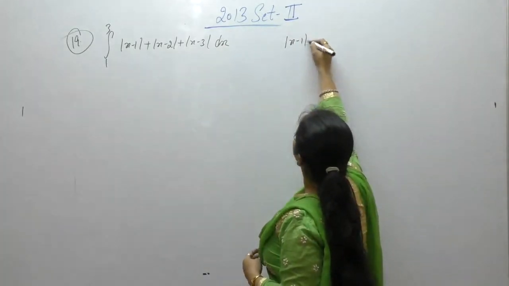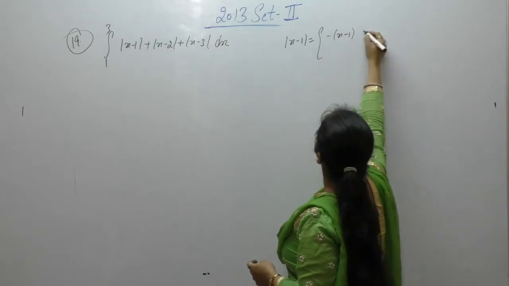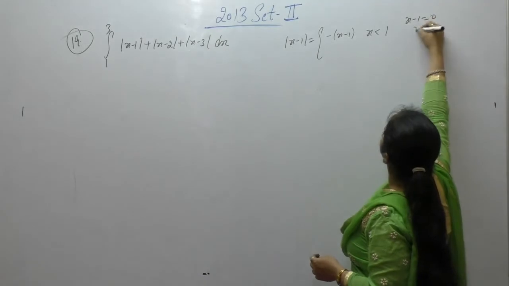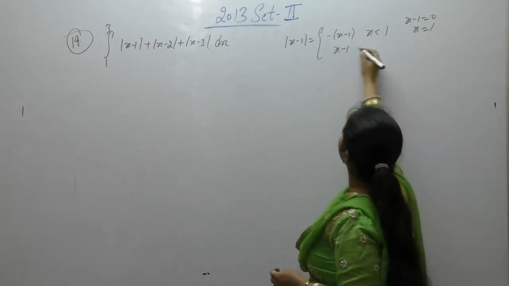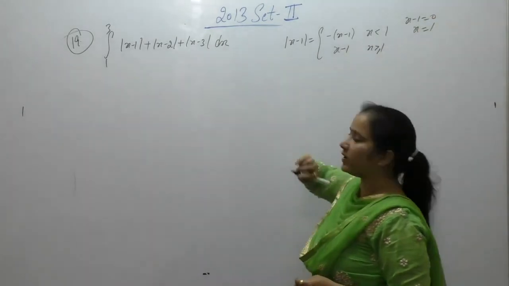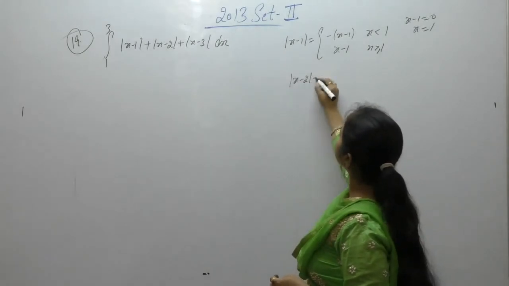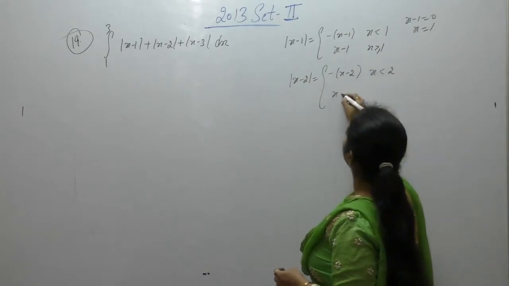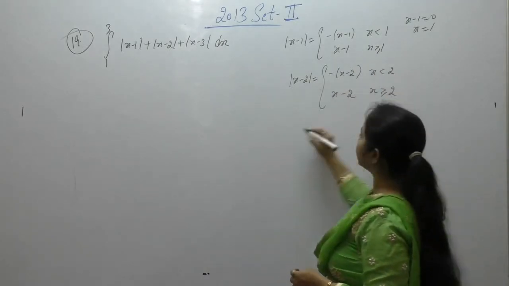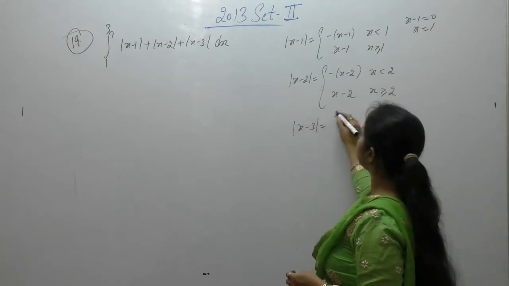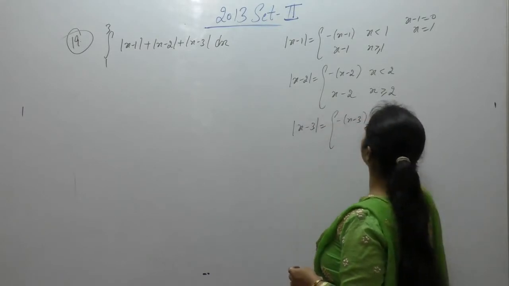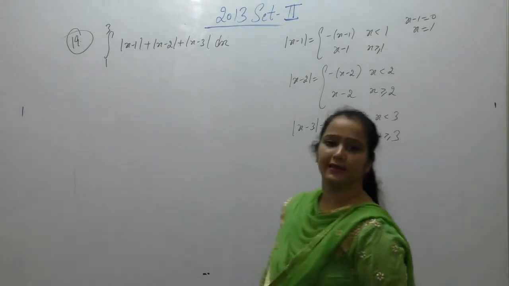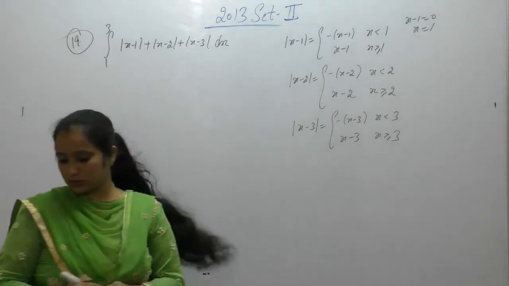Now |x − 1| is −(x − 1) when x is less than 1. When we put x − 1 = 0, the point is 1. And it is positive when x is greater than or equal to 1. |x − 2| has a negative value when x is less than 2 and a positive value when x is greater than or equal to 2. |x − 3| has a negative value when x is less than 3 and a positive value when x is greater than or equal to 3. Now solve the integral.